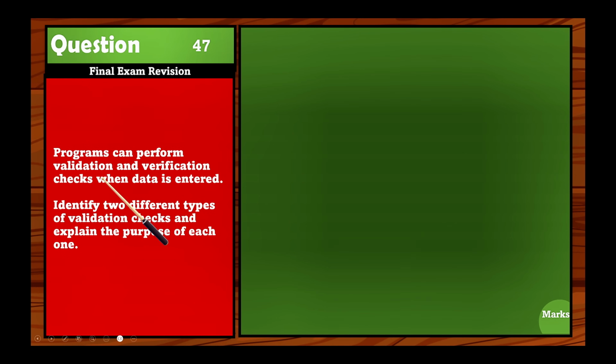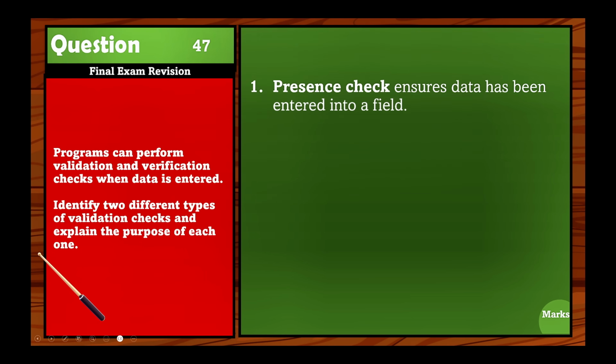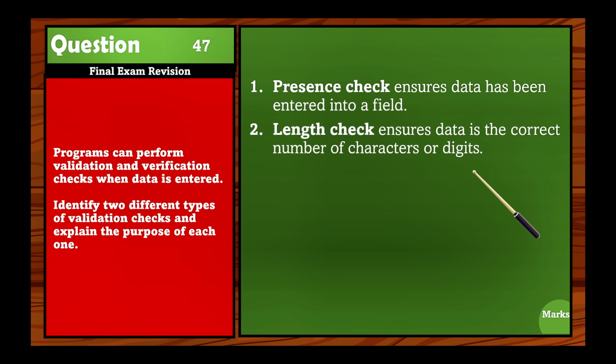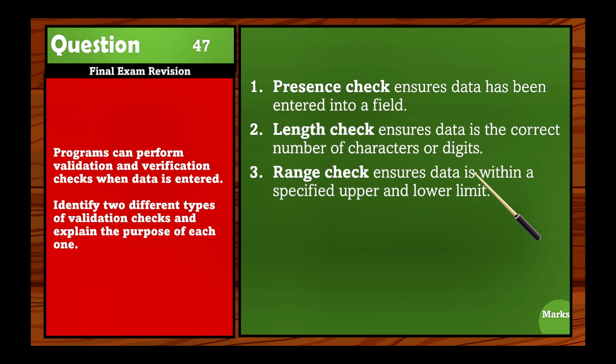Question 47. The program can perform validation and verification checks when the data is entered. Identify two different types of validation checks and explain the purpose of each one. So first one is presence check, ensures the data has been entered into a field, and it's not empty. Length check ensures the data is the correct number of characters or digits. Then you have a range check. Range check ensures the data is within a specified upper and lower limit.